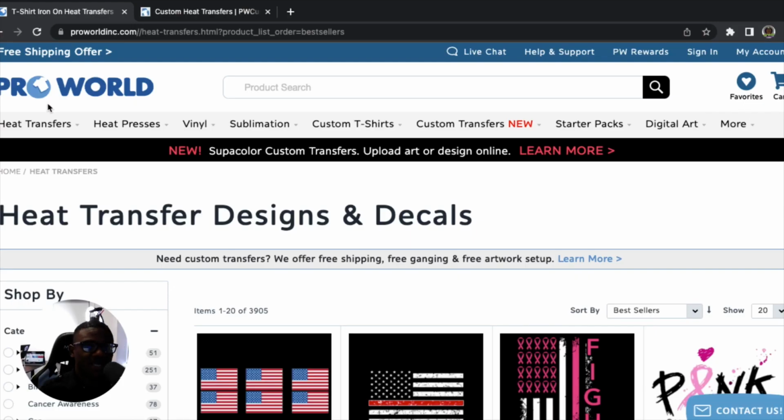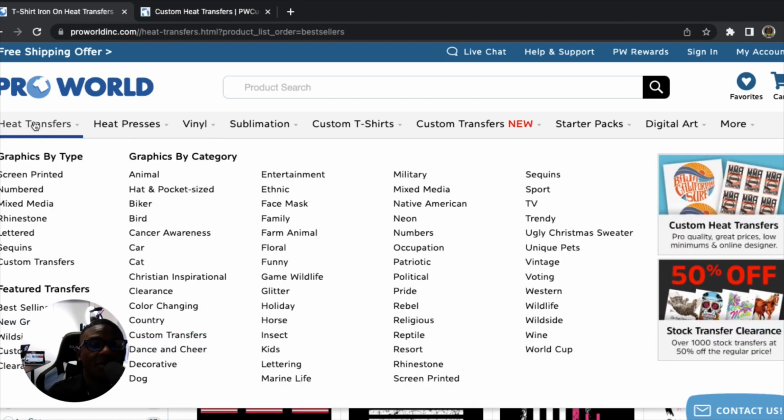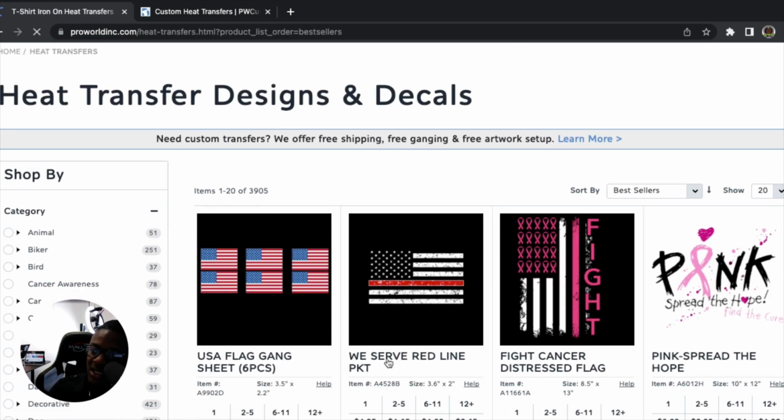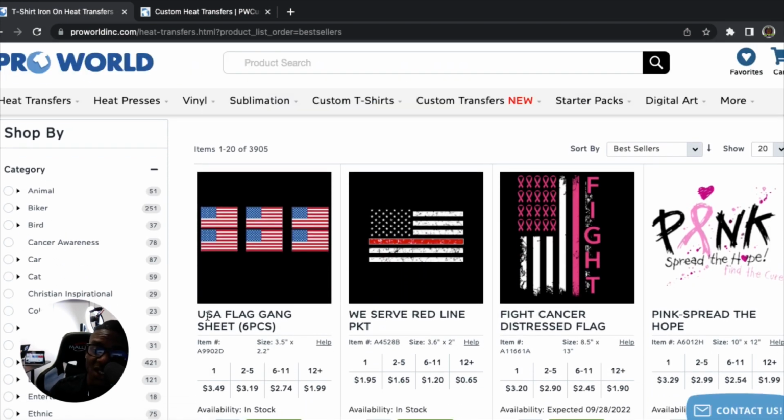Okay, so once you hit the link down below, you're brought over to this site here, ProWorld's website, and there's a lot that goes on this site. What I want you to focus on, though, is going to be the heat transfers, because we're talking about screen printed stock transfers, right? And you can see all the different options they have here. They have screen printed ones, they have numbers, they have mixed media, they have bestsellers.